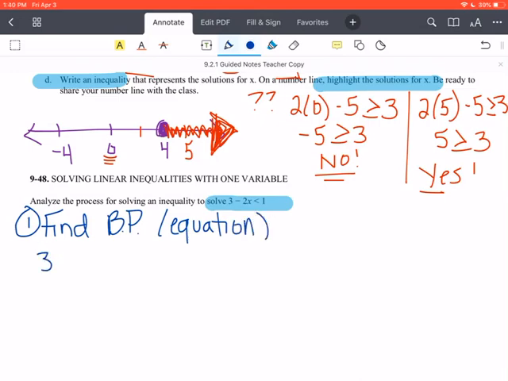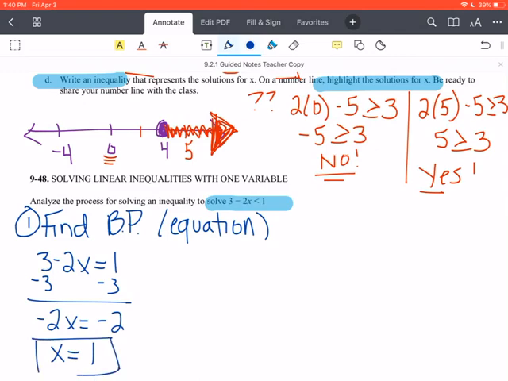Now we have 3 minus 2x equals 1. So I'm going to subtract my 3. I have negative 2x equals negative 2. Divide by negative 2, so I get x equals 1. That is my boundary point. So from here, on my number line, I have 1, and then I just need to figure out, is it going to be shaded? No, it's not, because it's not "or equal to." So I'm going to put my open circle at 1.